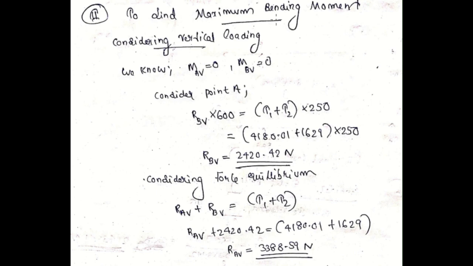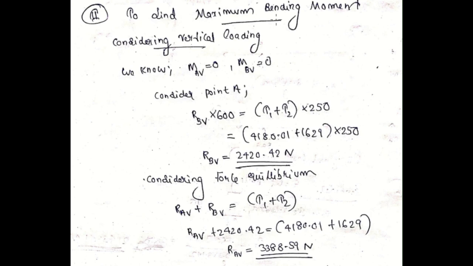Next, find the maximum bending moment. We only need to find the torque T and the maximum bending moment M. From there, we can substitute into the final equation. That's the way to solve this problem. So how do we find the maximum bending moment? For that, we'll be going part by part.